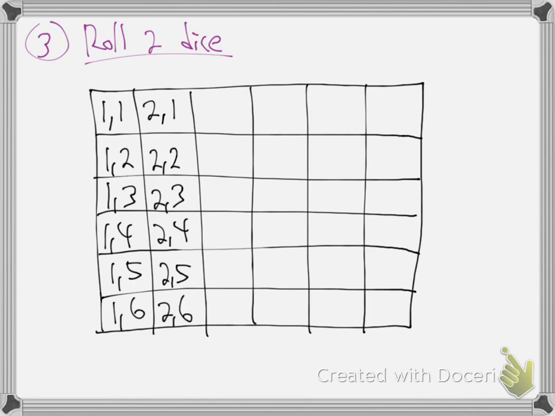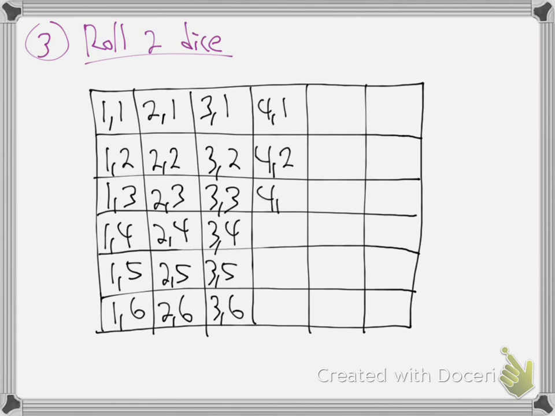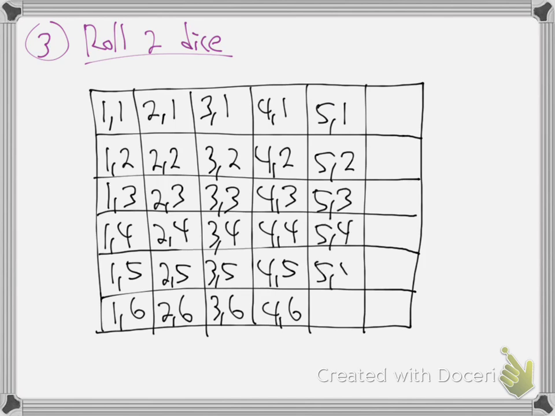Sound like I'm an auctioneer here. 3 and a 1, 3 with 2, 3 with 3, 3 with 4, 3 with 5, 3 with 6, 4 with 1, 4 with 2, 4 with 3, 4 with 4, 4 with 5, 4 with 6. You get a 5 on the first die, followed by a 1, 2, 3, 4, 5, or 6. Or you can get a 6 on the first die, followed by a 1, 2, 3, 4, 5, or 6.